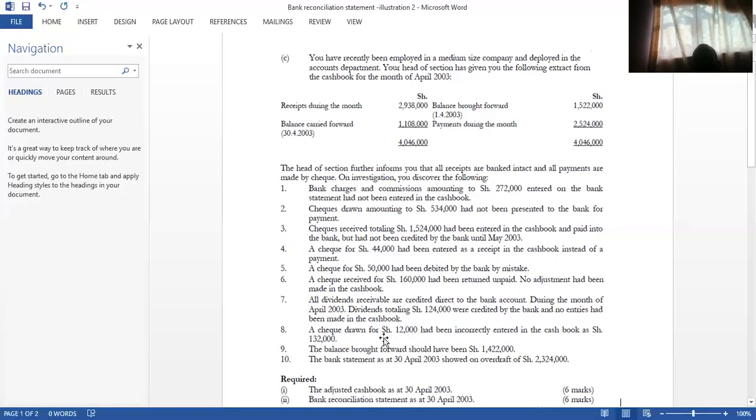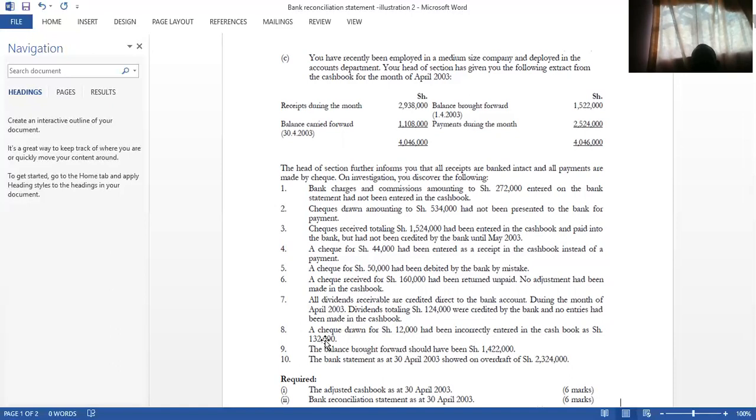The difference between 12,000 and 132,000, which is actually 120,000, should be debited because this check was a payment and we recorded an overpayment of 120,000. That is 132,000 minus 12,000. That overpayment should be debited in the cash book so that we can cancel out that error on the payment side.